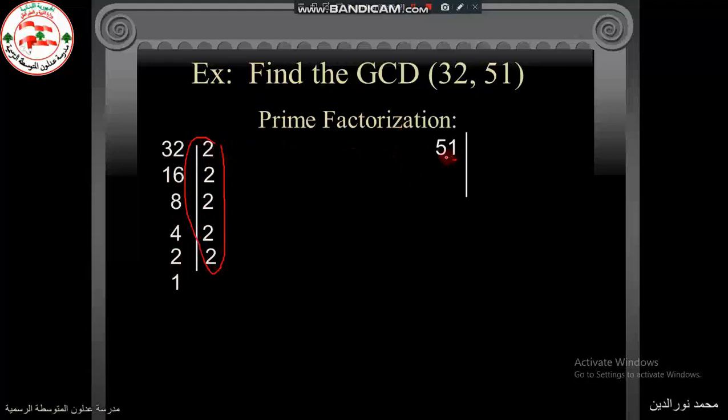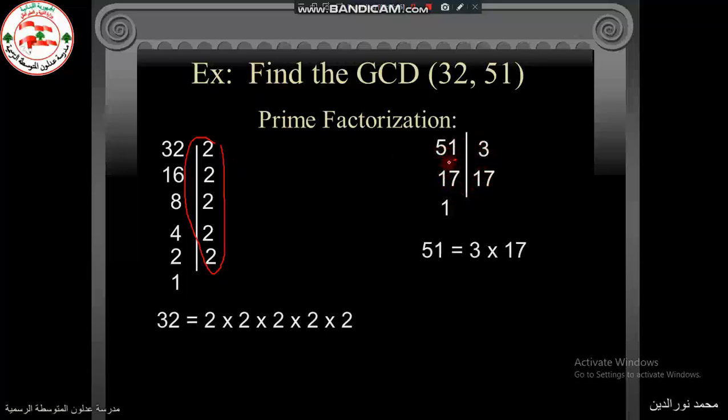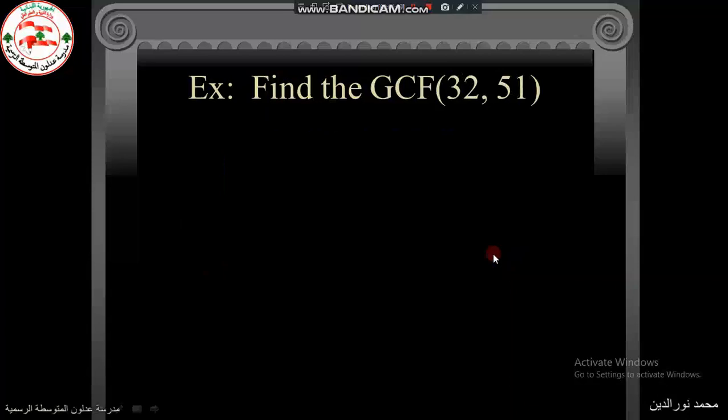51 is not divisible by 2 because it's not even. We check 3: is it divisible by 3? What is the rule of divisibility by 3? We add the digits. So I have 5 plus 1 is 6. 6 is divisible by 3, which means the whole number is divisible by 3. So I get 17. 17 is a prime number, so 17 and 1. So the prime factorization of 51 is 3 times 17.